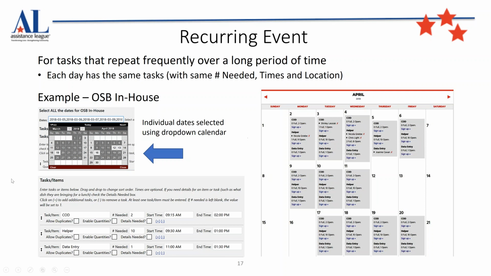I then, from this date picker, choose the dates that I want the sign up to appear. And here on the right, it's displayed on a calendar. And you can see I had not checked for the 12th, the 13th, or the 16th of April, and so those are empty on the calendar.